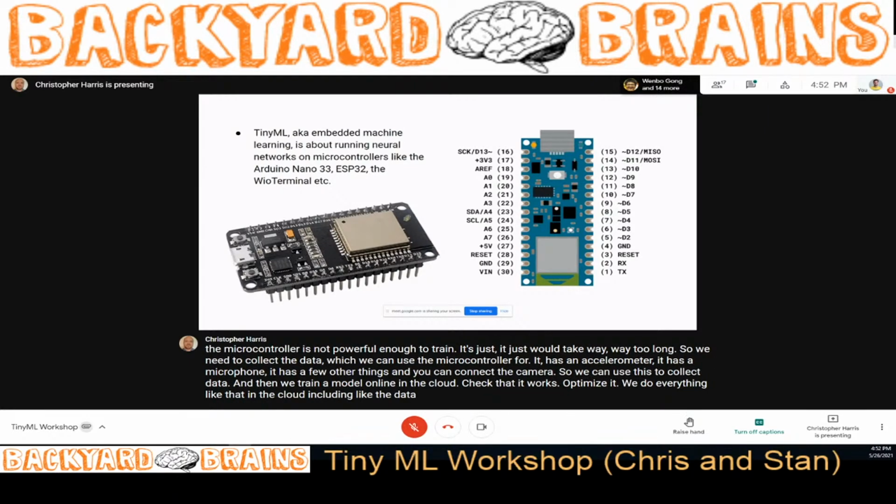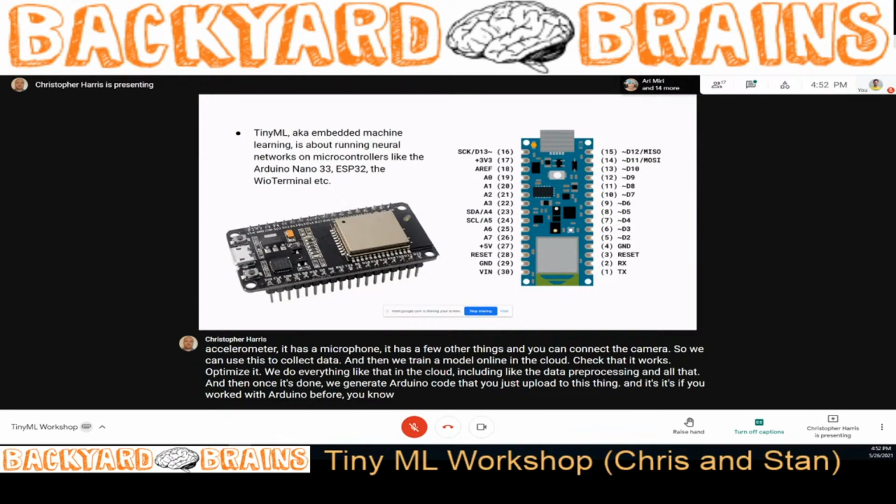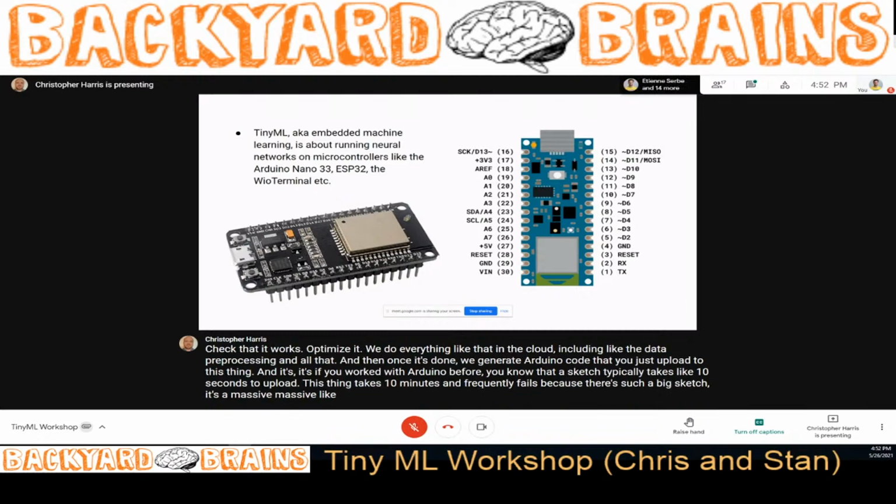And then once it's done, we generate Arduino code that you just upload to this thing. If you worked with Arduino before, you know that a sketch typically takes like 10 seconds to upload. This thing takes 10 minutes and frequently fails because it's such a big sketch. It's a massive set of libraries and all kinds of things just to be able to distinguish yes and no, for instance. And that's what AI is. It's highly complicated. It's very advanced stuff, and they decided to squeeze it down to run on microcontrollers for reasons that I'm beginning to understand.